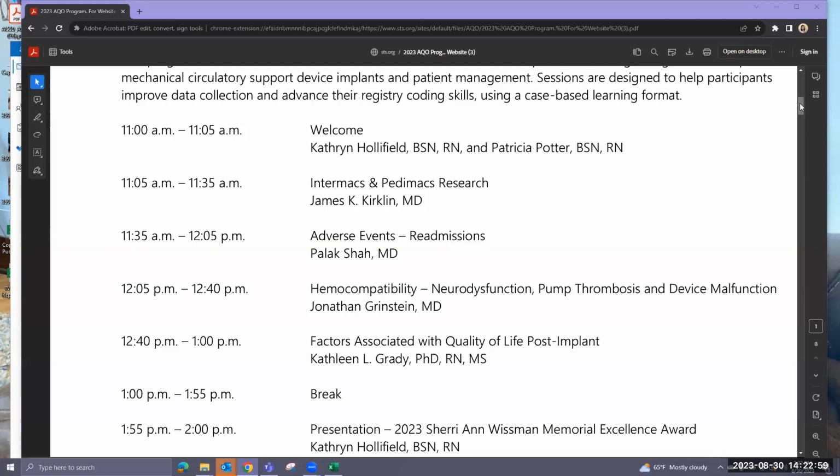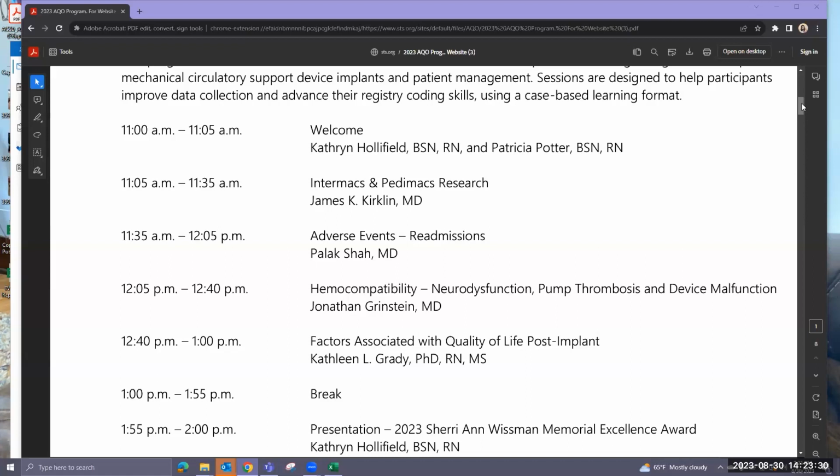Dr. Shaw will be the next presentation, and he's going to talk about readmissions and the rehospitalization form. And then at noon, Dr. Grinstein's going to tie together hemocompatibility, neurodysfunction, pump thrombosis, and device malfunction. So that's a good chunk of our AEs and how they all are correlated.